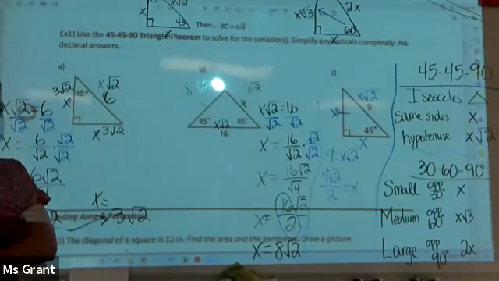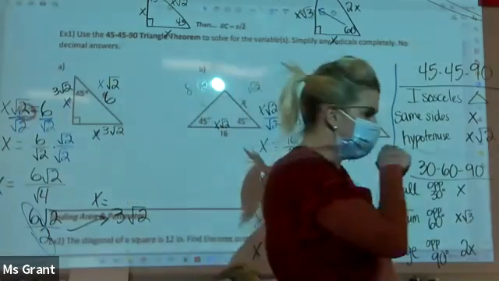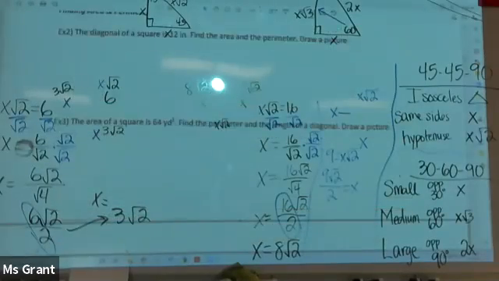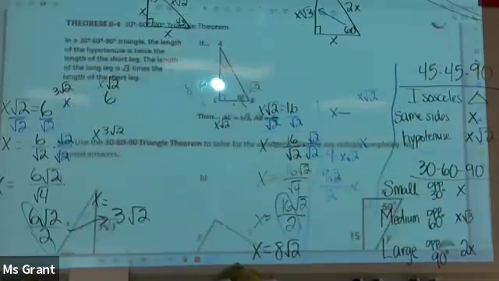Okay, so we're done talking about 45, 45, 90s. Now we're going to talk about the next type of right triangle. Leave your answer in square root format this whole time.